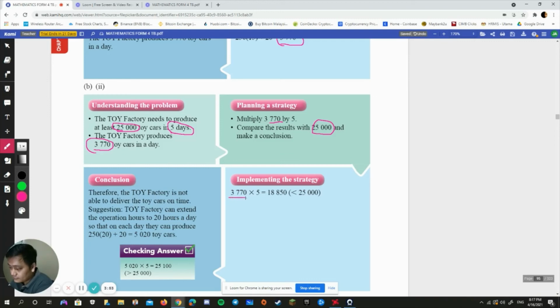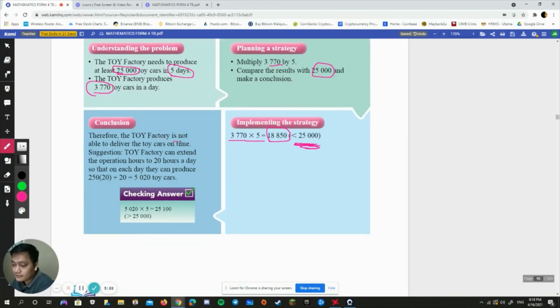Okay, so the product of 3,770 and 5 is equal to 18,850. So that means in 5 days, the toy factory is only able to produce 18,850 toy cars. That is less than 25,000. Right? That is less than 25,000. Therefore, the toy factory is not able to deliver the toy cars on time. So what is your suggestion?